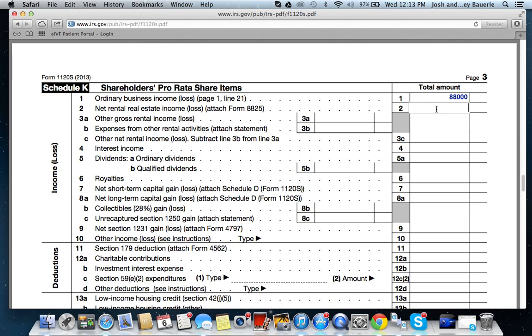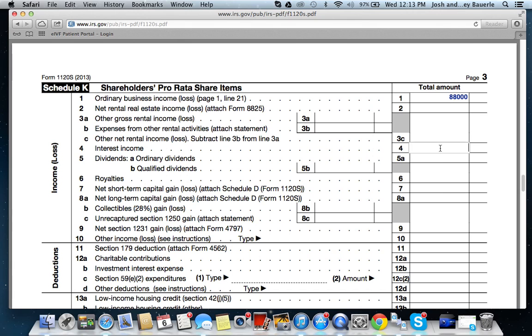Okay, line 2 is going to ask for your net rental real estate income. So if you have rental properties, those didn't get reported on that page we showed. There's a separate form, 8825, that you're going to report that on, and it's going to pull through here. Now let me just say this, if you have rental properties, they should not be in an S corporation. So we're going to assume that is 0. Okay. Line 3, other gross rental income, again, should not have that. More rental income stuff should not have it.